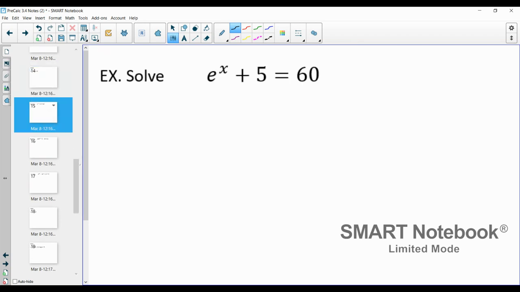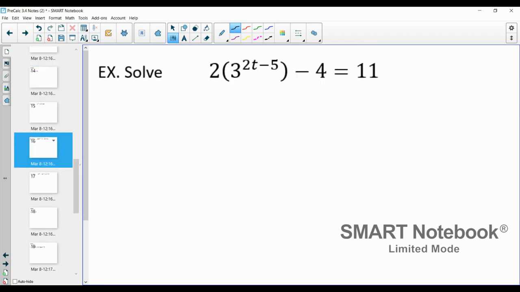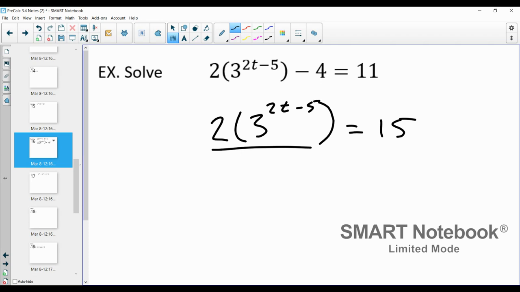There's only a few more that I'd like to show here. One being maybe this one here. Okay, and so again, I'm solving it for t. I got to add 4 over to both sides. So this is 2 times 3 to the 2t minus 5 equals 15. Divide both sides by 2 here. You got 3 to the 2t minus 5 equals 7.5.